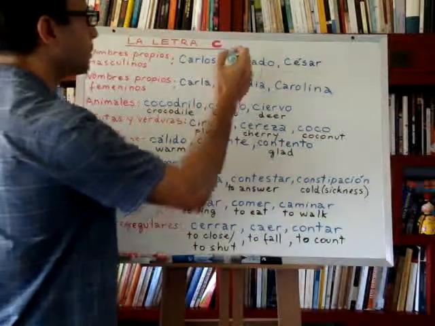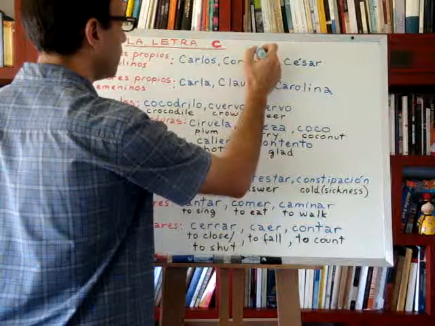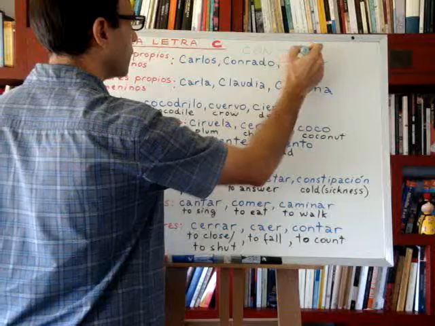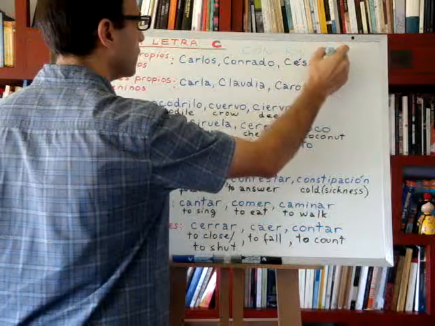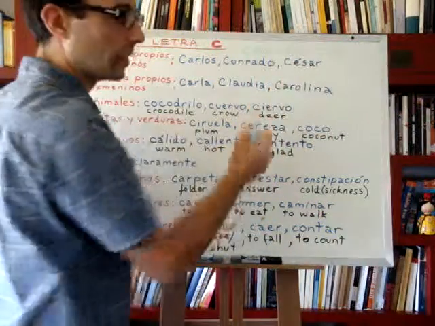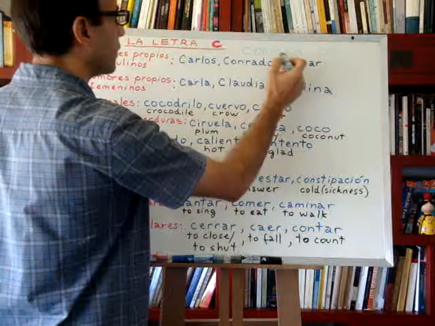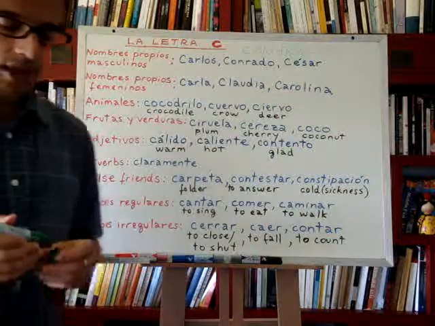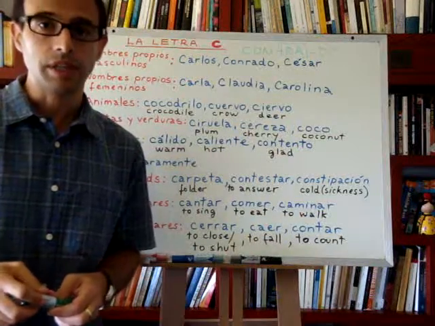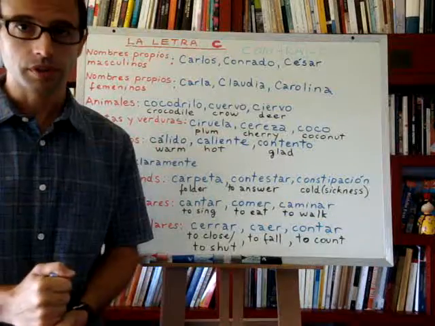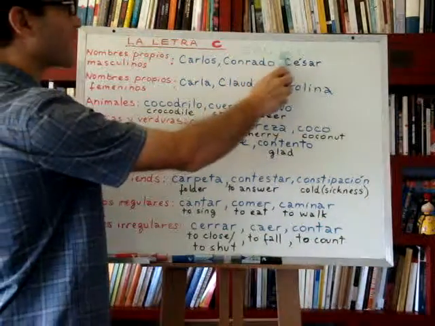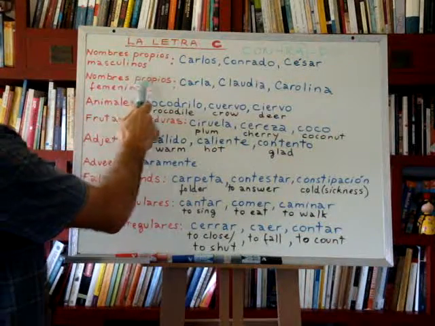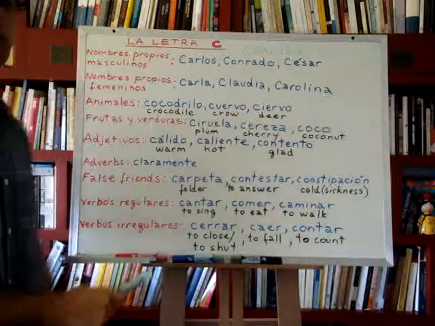Actually, this is because if we divide it in syllables, this is how we divide the word Conrado in syllables. And since the R is at the beginning of a syllable, the same rule applies as when the R goes at the beginning of a word, okay? Conrado.